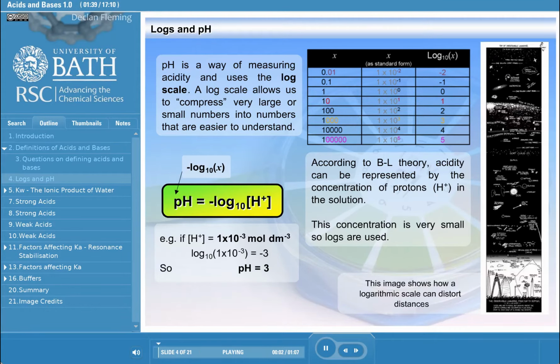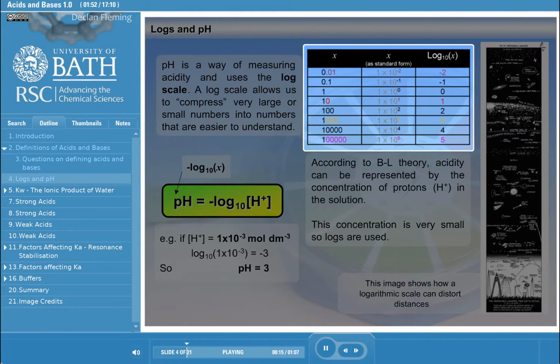pH is a way of measuring acidity and uses the log scale. A log scale allows us to compress very large or small numbers into numbers that are easier to understand. Notice in the table the relationship between the number of decimal places, the power of 10, and the log when we use log to the base 10.